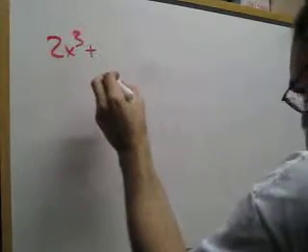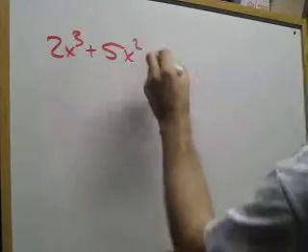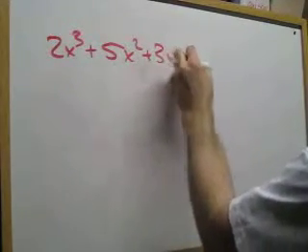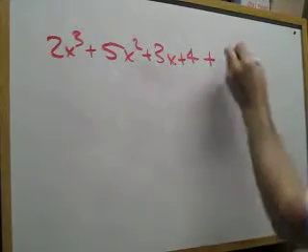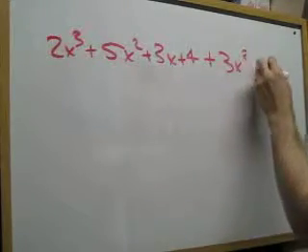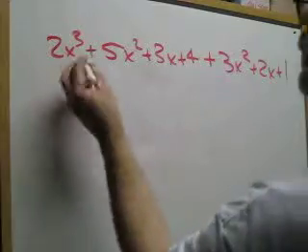Continuing on, let's look at another example here. Example 3: 2x cubed plus 5x squared plus 3x plus 4, and they're adding 3x squared plus 2x plus 1. Holy smokes. Alright, so we're going to look at our 2x cubed.